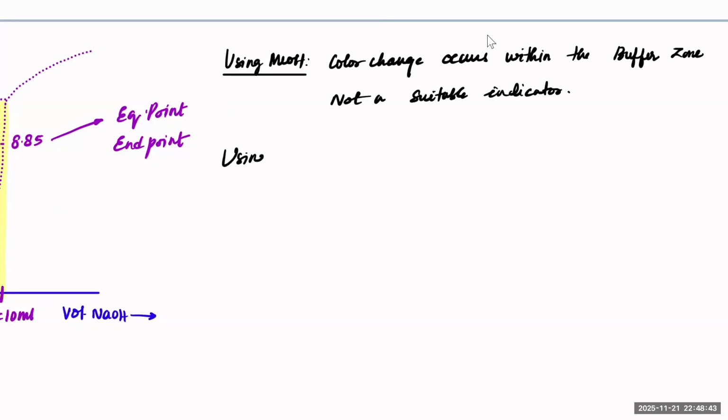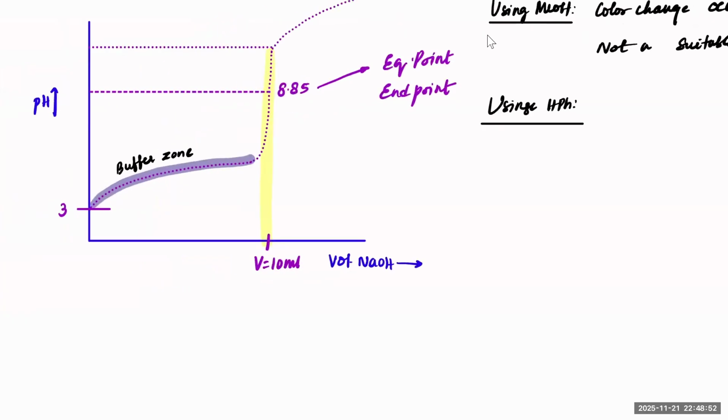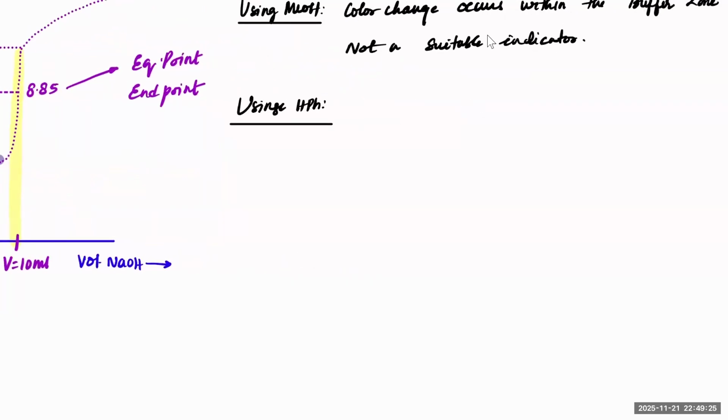Next, using phenolphthalein. In case I use phenolphthalein, see, initially from 3 till 5 up to this point, it is colorless. From there onwards, as you increase by just 1 ml, it will go all the way towards 12, correct? So within this 5 and 12, there is a color change, isn't it? And that is just passing 8.85, which means yes, this is the best zone where the color change is occurring. So phenolphthalein is definitely a suitable indicator.